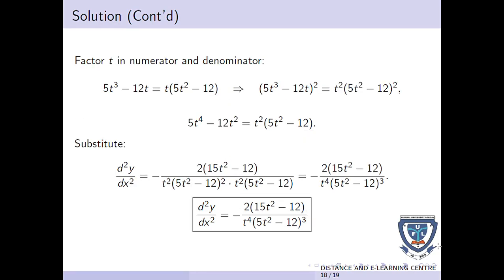Now, factor t on the numerator and on the denominator and substitute. You're going to have that the second derivative will be equal to minus 2 in bracket 15t squared minus 12 all over t raised to the power 4 in bracket 5t squared minus 12 raised to the power 3.